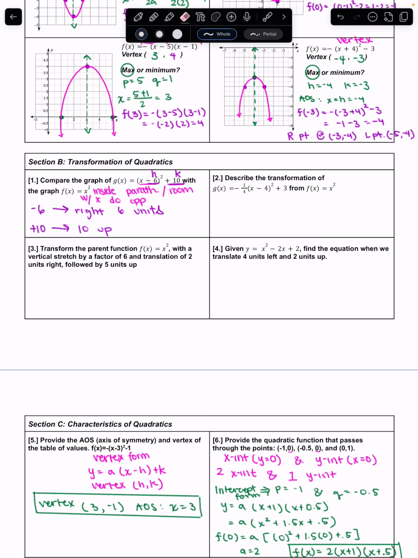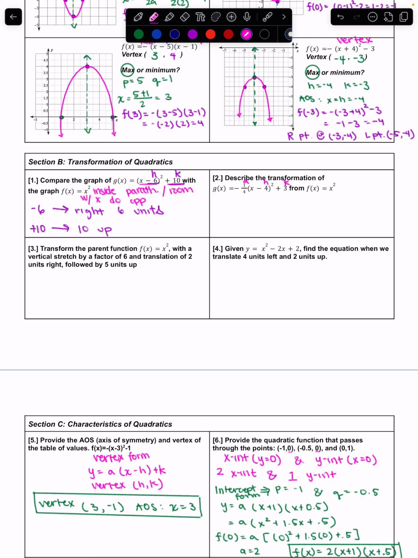Okay, let's move on to question number 2. Describe the transformation of g of x equals negative 1 over 4 times (x minus 4) squared plus 3 from the parent function x squared. Okay, so in this one, we still have the vertex form. This is a, this is h, and this is k.